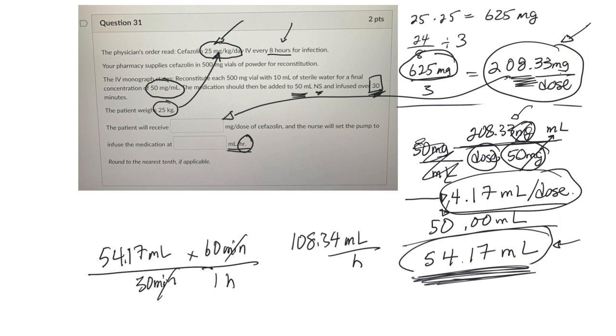I don't know. Let me know if it's right. Infuse the medication at 108.3 milliliters per hour. Let me know if it's right or wrong, or where I'm going wrong.